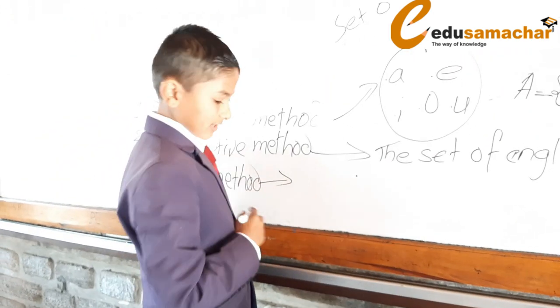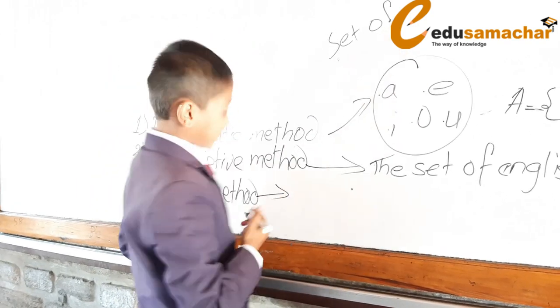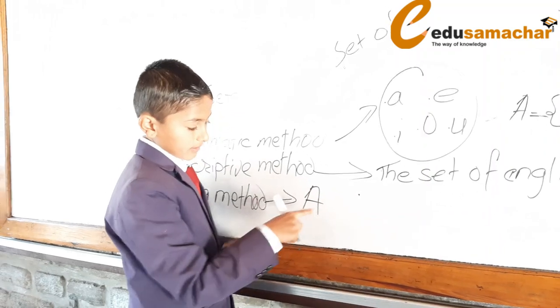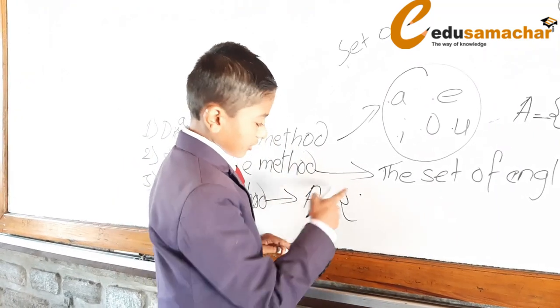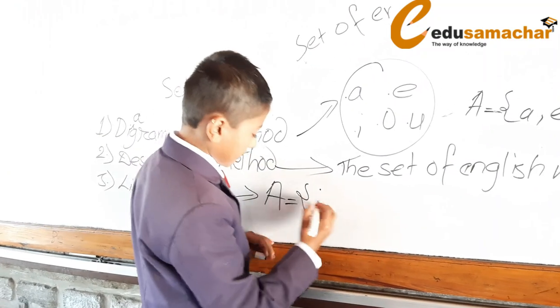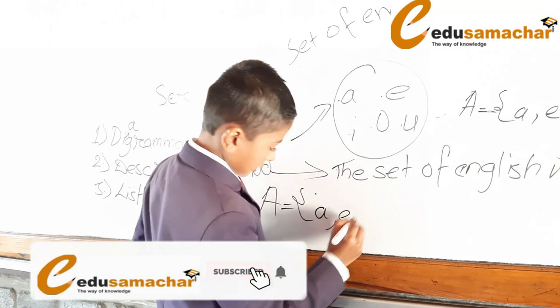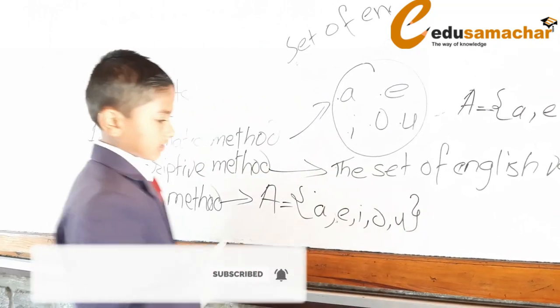Now the listing method. Listing method means if the question is the set of English vowels, then you can write any alphabet here, but this should be in capital letter with an equal sign, and you should always mention your curly brackets. After that, A comma E comma I comma O comma U. Okay, this is the answer.